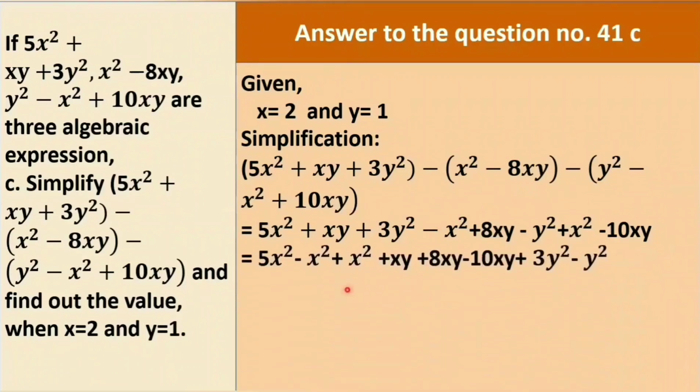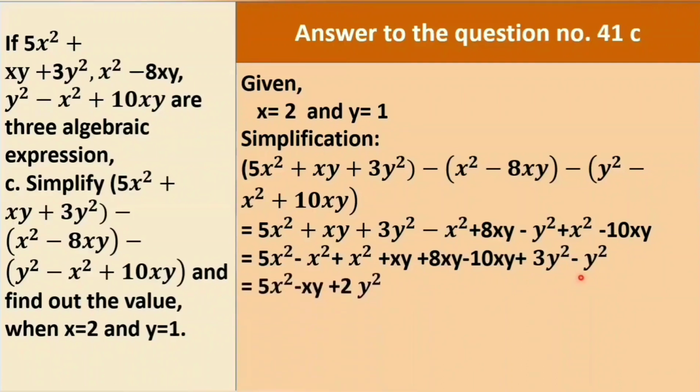In the next line, we will arrange the similar terms. At first I have written 5x square. With 5x square, the similar terms are minus x square, and another one is plus x square. Having the same variable and different numerical coefficients, they are similar terms. Then we will go for the next term, that is plus xy. Which are the similar terms with plus xy? Yes, we can see 8xy, and here we can see minus 10xy. Again, we will go for the similar terms of 3y square. With 3y square, there is another minus y square. So we are done with arranging the similar terms.